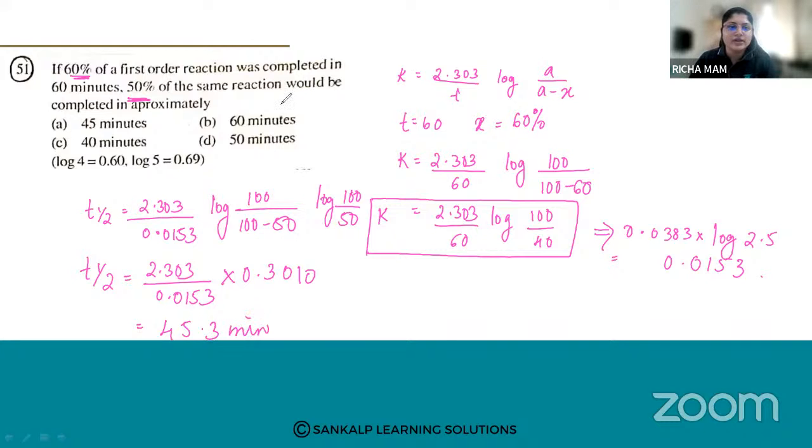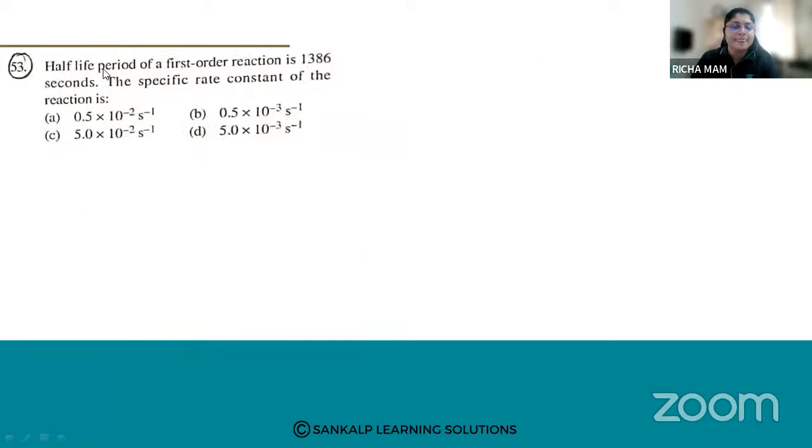Who all have got it as 45? Yes, Tasmia, Pavitra, and Aishu. Very good. So you'll get it as 45 minutes. 45 is option number A. Okay, fine. We'll go for the next question.